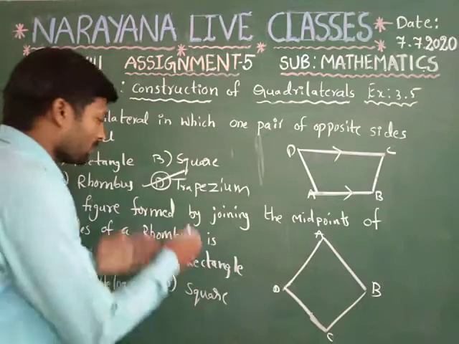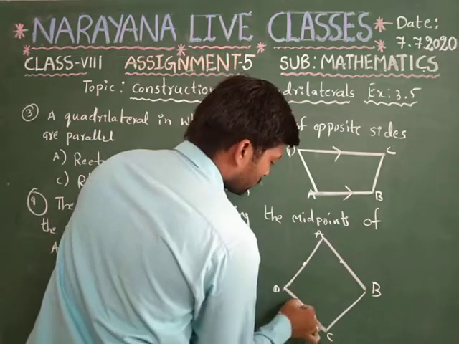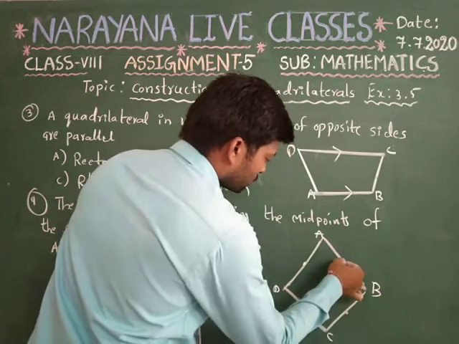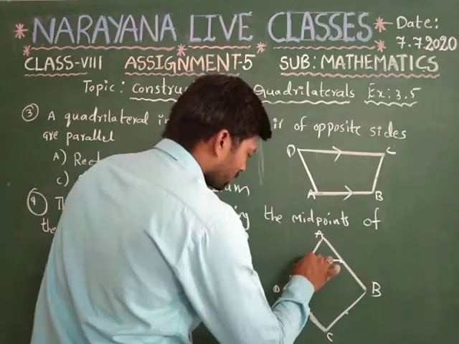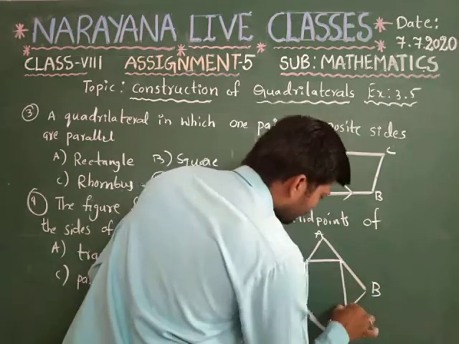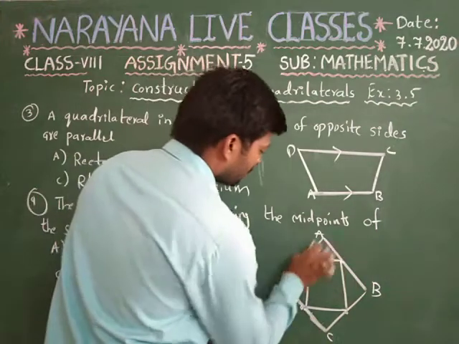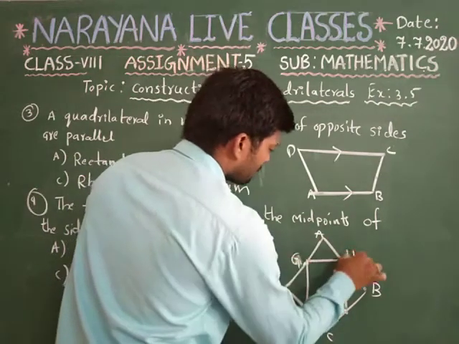So the midpoints of a rhombus. First of all, you have to take the midpoints of all sides of the rhombus. Let's join these 2 points, and let's join these 2 points. Again, let's join these and join these 2 points. It forms, it is looking like what? That is GHFK.